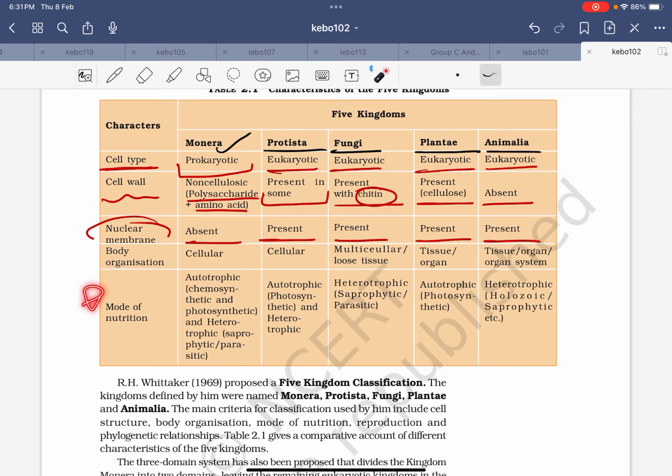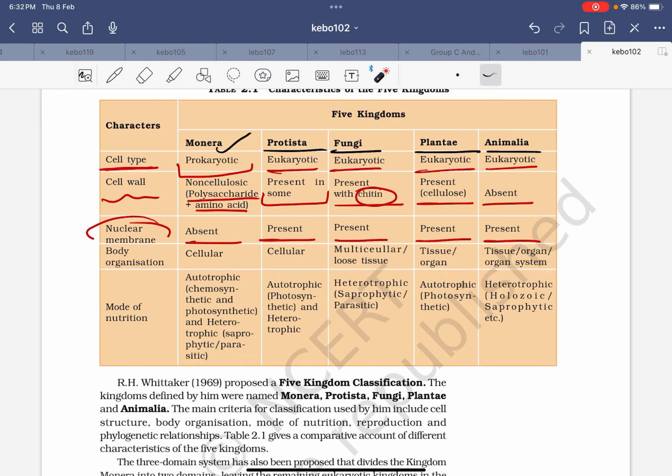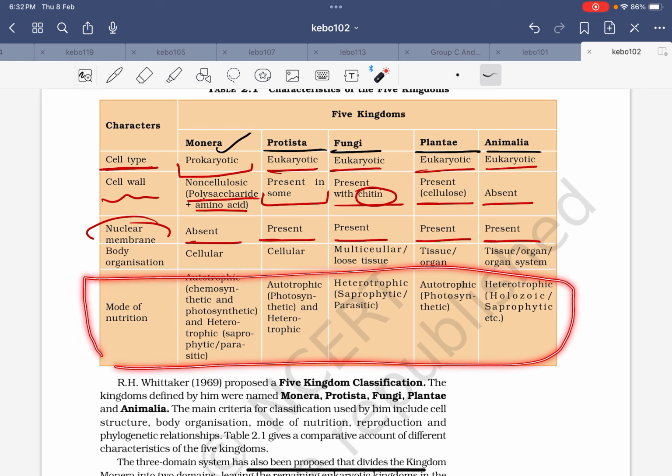And here is the mode of nutrition. You must learn this chart, because mode of nutrition has many different variations in different organisms. So mode of nutrition must be a question for your competitive exam.